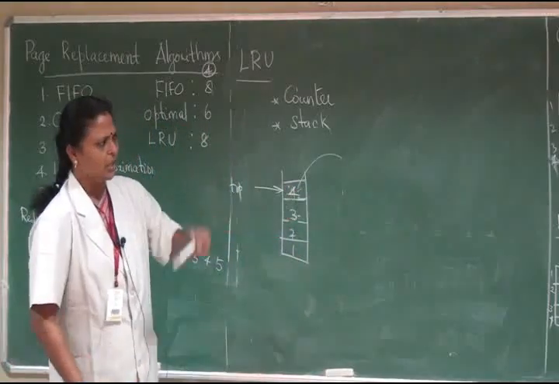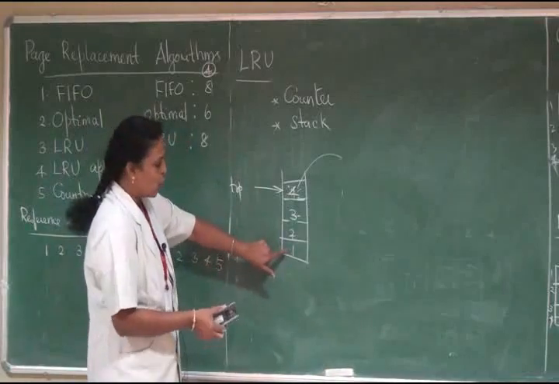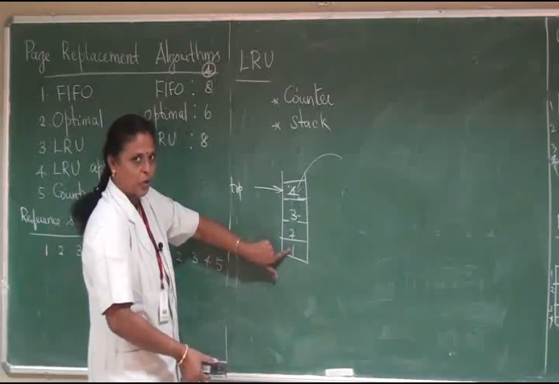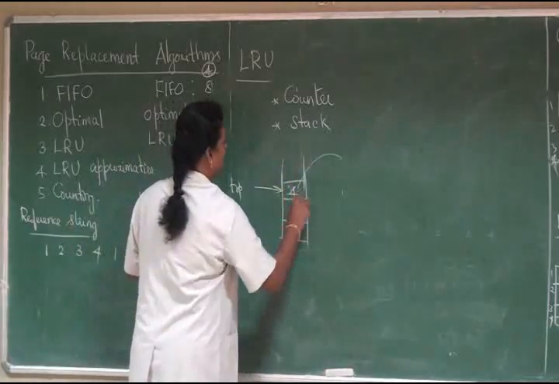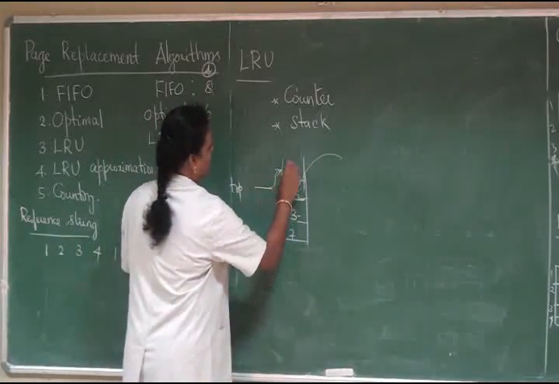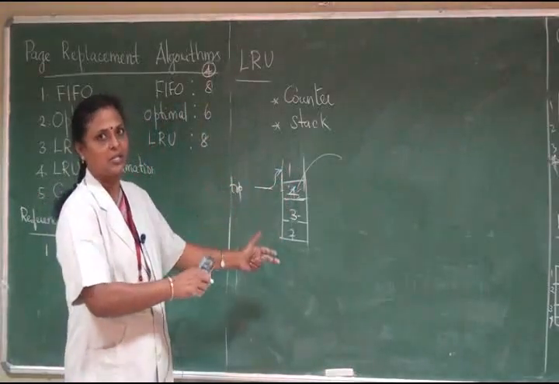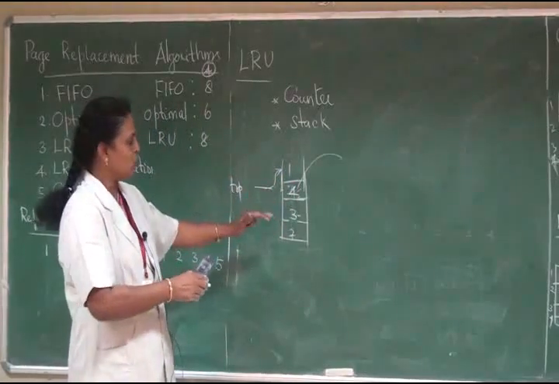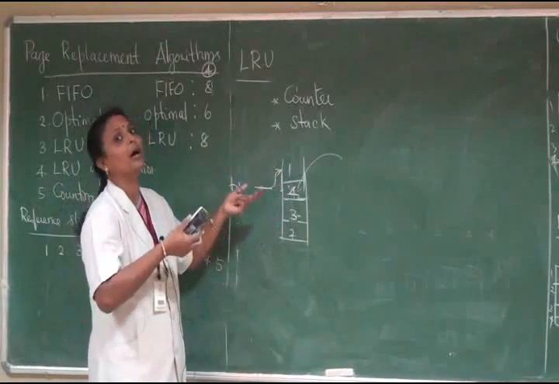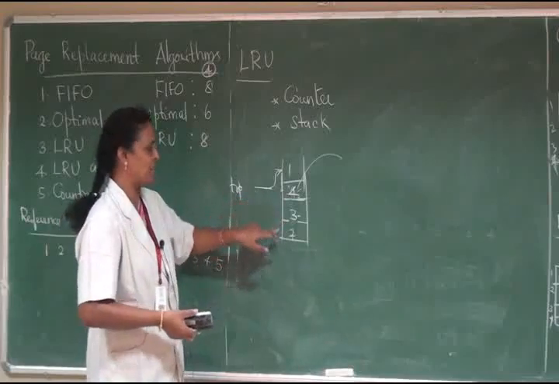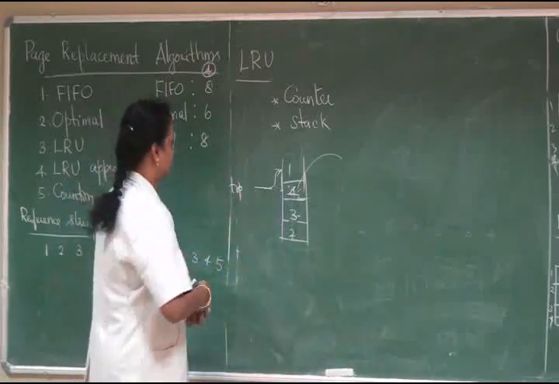And then next page is 1. So 1 is there here. So now it is going to access 1. So 1 should be removed from this particular location and it should be placed here at the top of the stack. We can easily write like this. In this way, a currently accessed page will always be at the top of the stack. So by using this stack, we can easily select the victim page. A page which is available far away from the top of the stack is selected as a victim page. So here 2 will become the victim page.